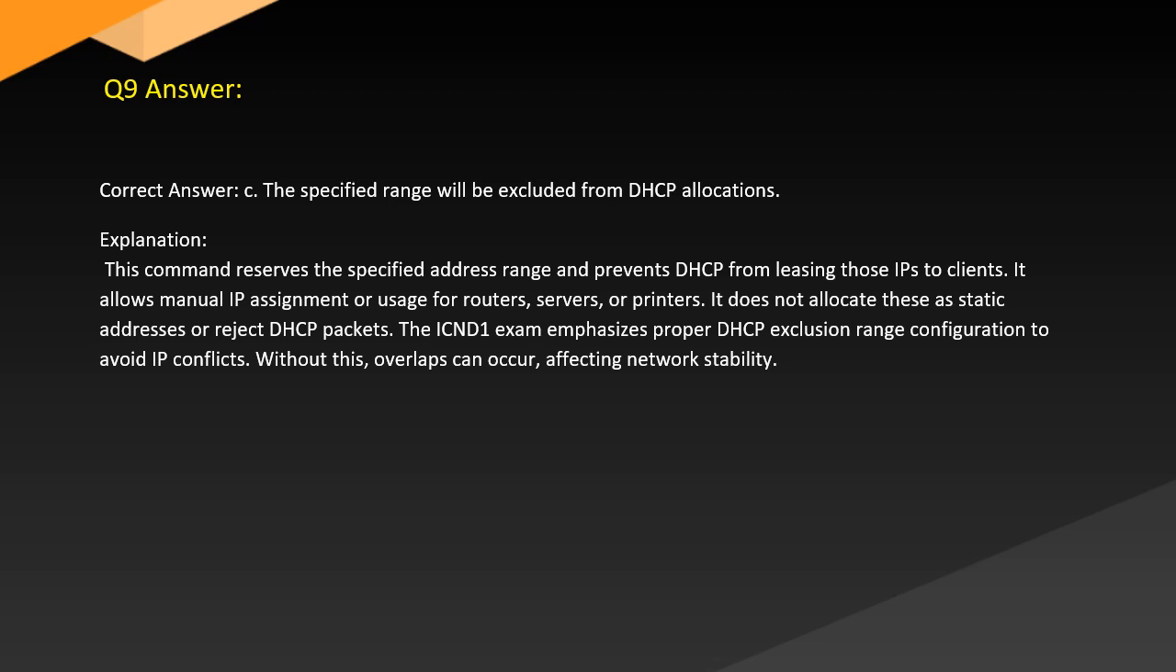Explanation. This command reserves the specified address range and prevents DHCP from leasing those IPs to clients. It allows manual IP assignment for use by routers, servers, or printers. It does not allocate these as static addresses or reject DHCP packets. The ICND exam emphasizes proper DHCP exclusion range configuration to avoid IP conflicts. Without this, overlaps can occur, affecting network stability.